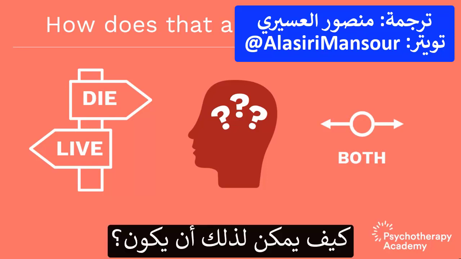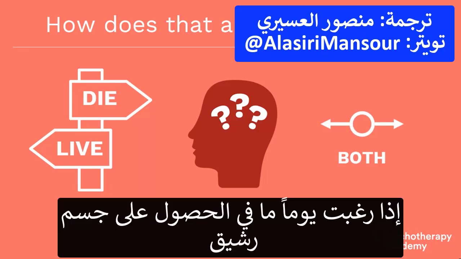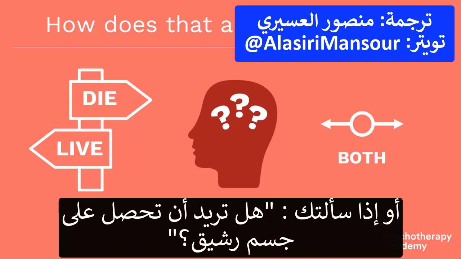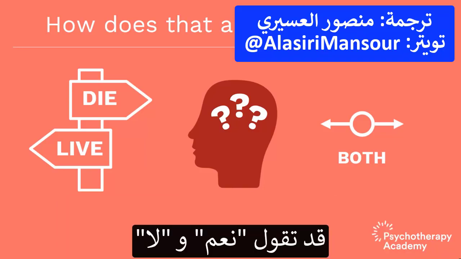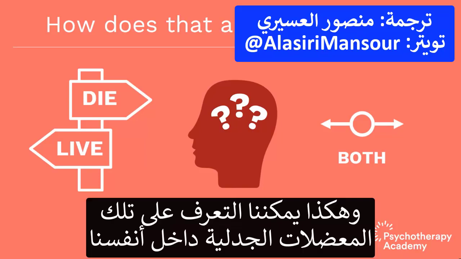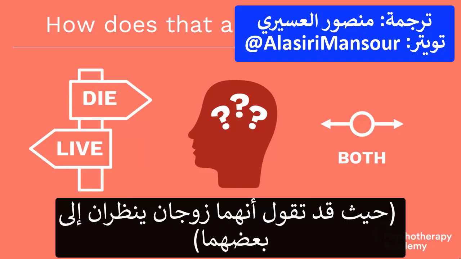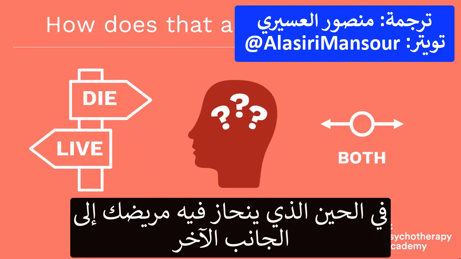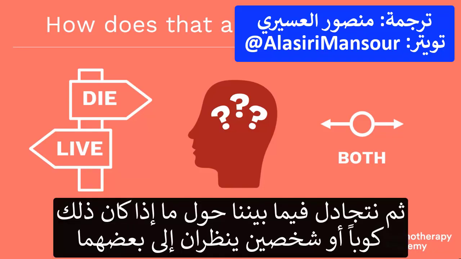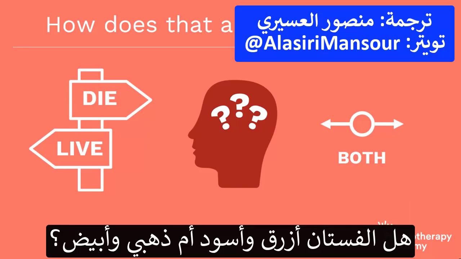How can that be? If you have ever wanted to get in shape, if I were to ask, do you want to get in shape? You might say yes and no. So we can recognize those dialectical dilemmas within ourselves. Part of being a DBT therapist involves identifying when we get fixed on one end, where perhaps we're seeing the couple looking at one another, and our client gets fixed on the other end. They see a cup, and then we're arguing between ourselves about whether it's a cup or two people looking at one another. Is the dress blue and black, or is it gold and white?